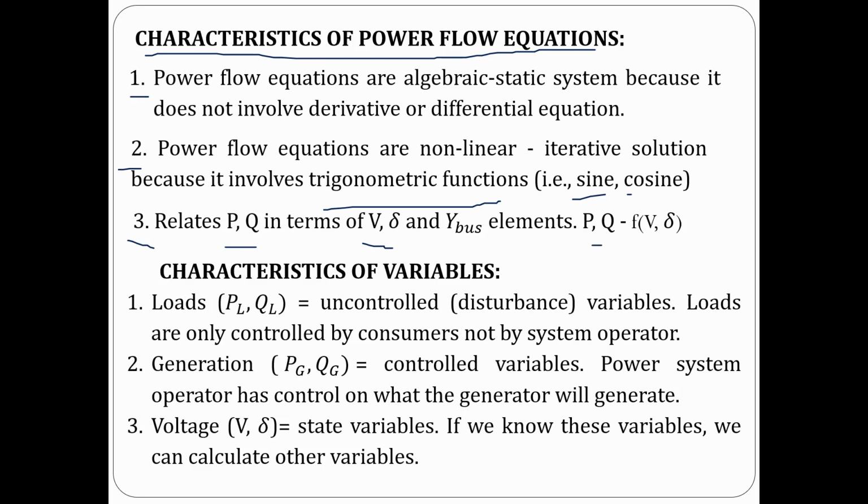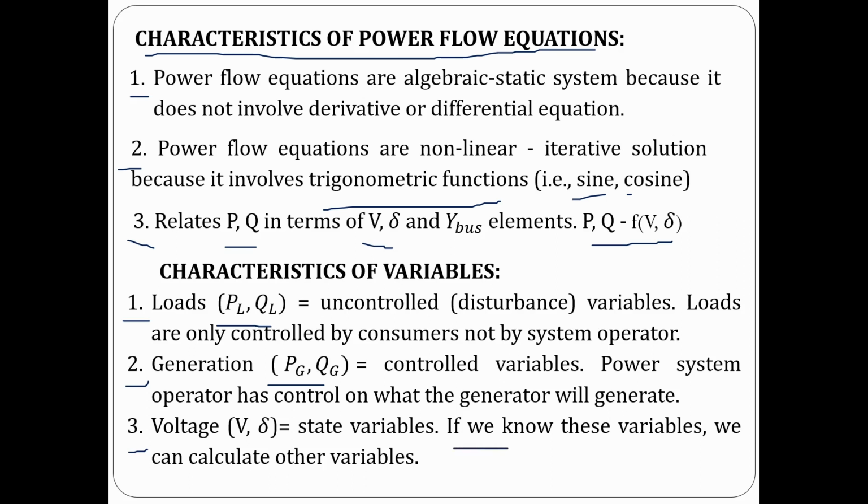The characteristics of the variables: number 1, loads PL and QL are uncontrolled disturbance variables. Loads are only controlled by consumers, not by the system operator. Number 2, generation PG and QG are controlled variables. The power system operator has control over what the generator will generate. And number 3, the voltage and angle theta are the state variables. If we know these variables, we can calculate the other variables.